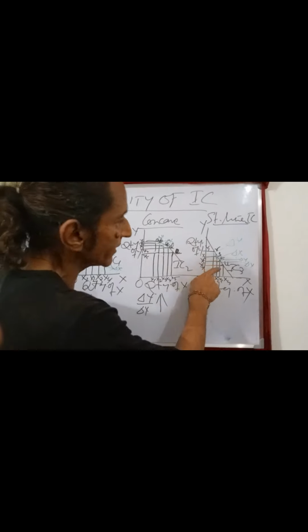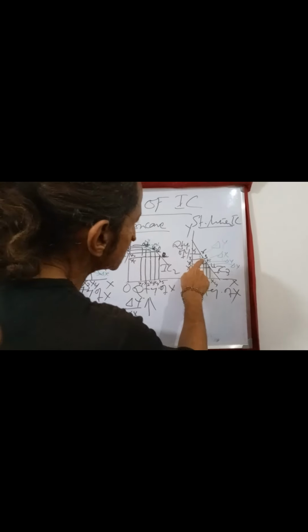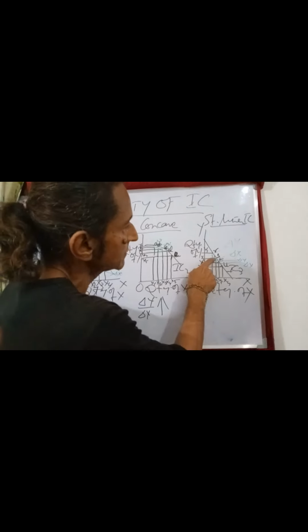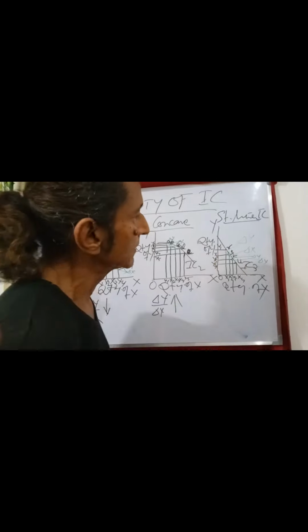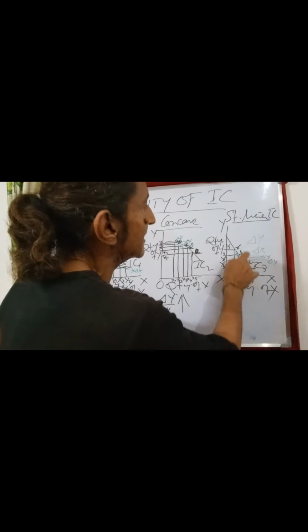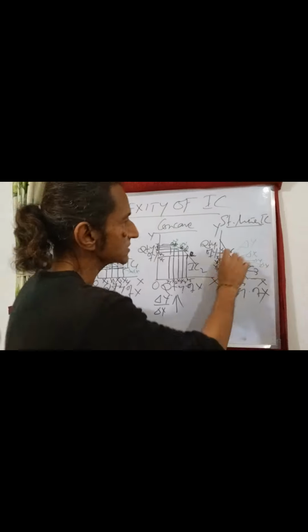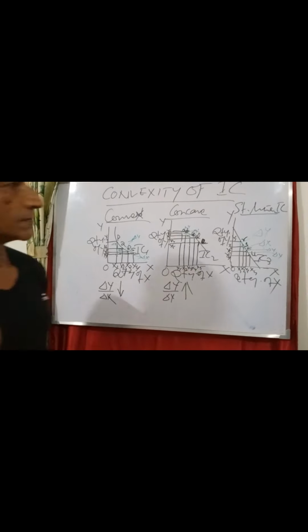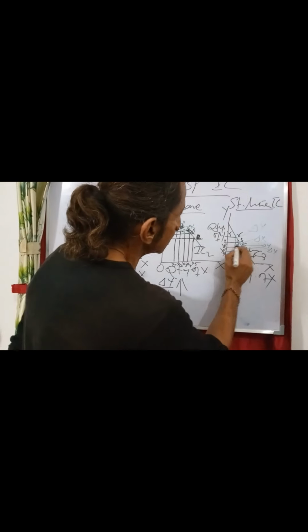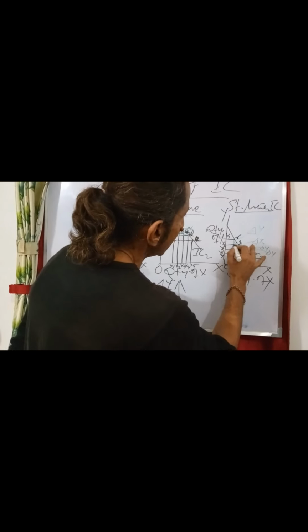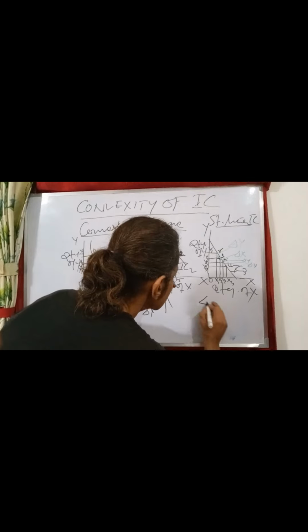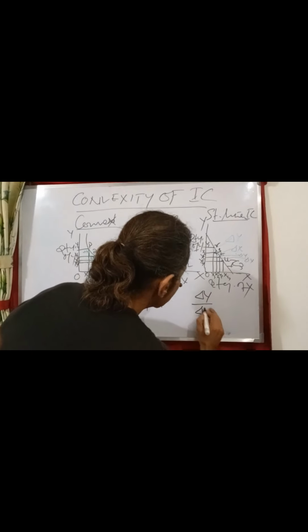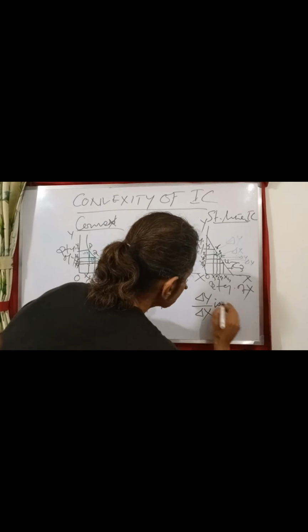Now, what is the slope at this point? That is tan of this angle, that is perpendicular by base. Now perpendicular by base remains constant in this case because delta y is remaining constant. Delta y is remaining constant, delta x remaining fixed, and all the angles being equal, delta y by delta x remains constant. So in this case we see delta y by delta x is constant.